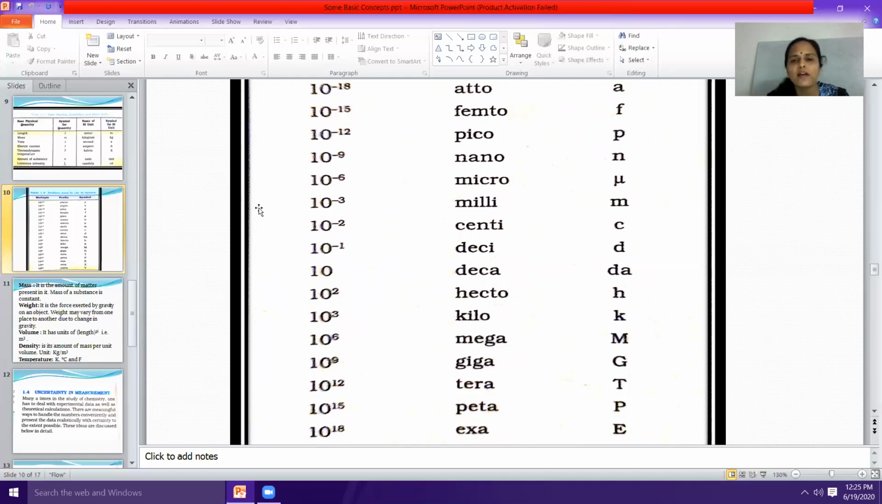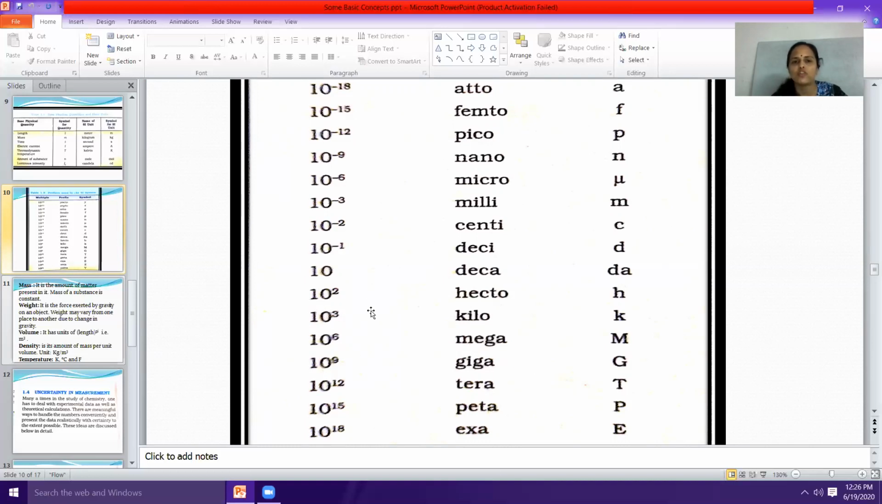Look at the plus part. 10 is deca. 10 raised to 2 is hecto. You see here, 10 raised to 2 is hectometer. 1 hectometer equals 10 raised to 2 meters. 1 kilometer equals 10 raised to 3 meters.